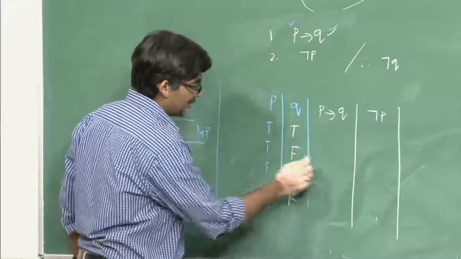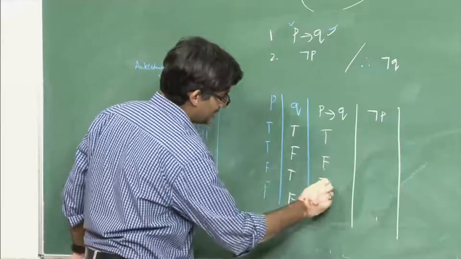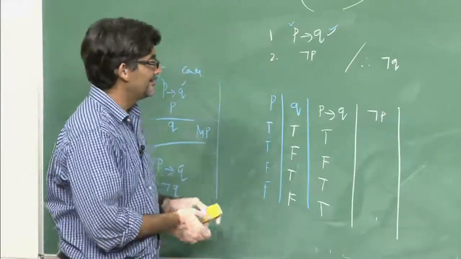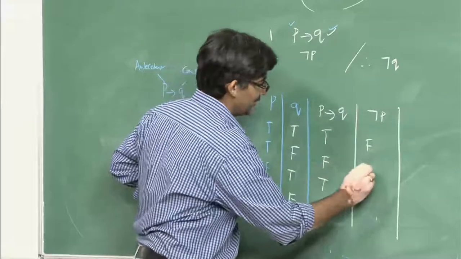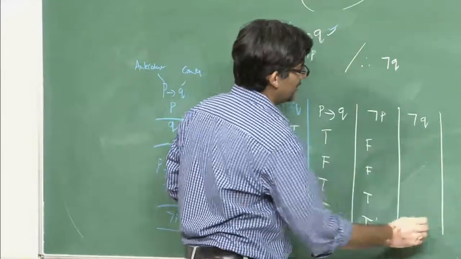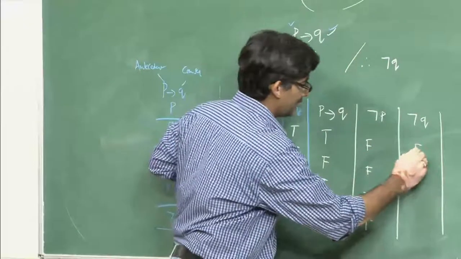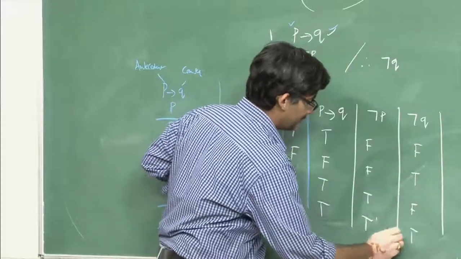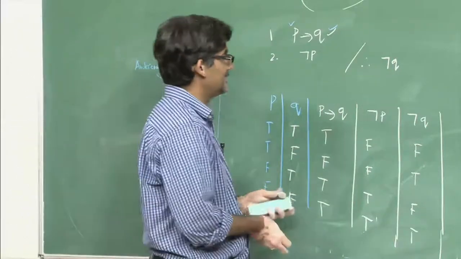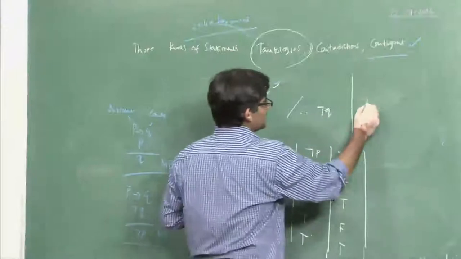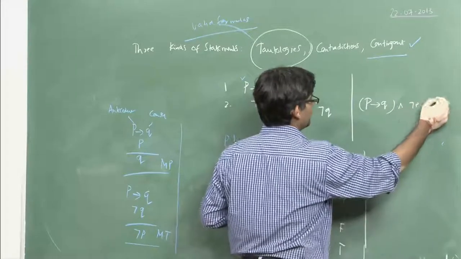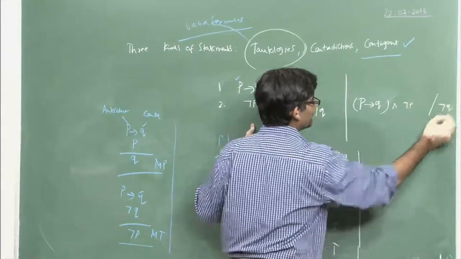So P implies Q, this becomes false only in this case, in all other cases it becomes T. So this is the semantics of implication that we have, and not P is exactly opposite of this one, FF and TT. So now you need to write not Q as well. Not Q is this thing, FT, FT. Now what you need to do here is this thing. So now you can write like this, P implies Q and not P, and then separated by that you have not Q.